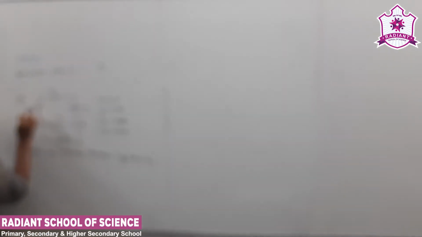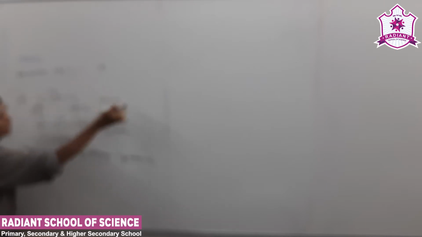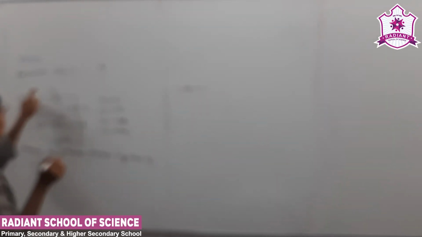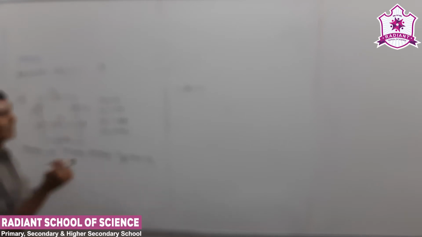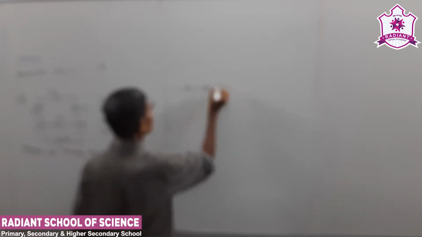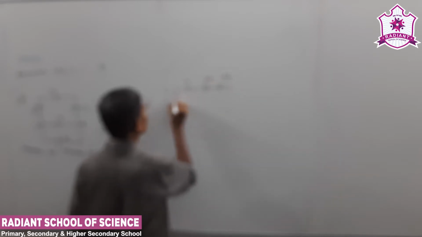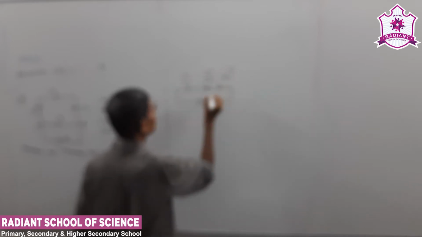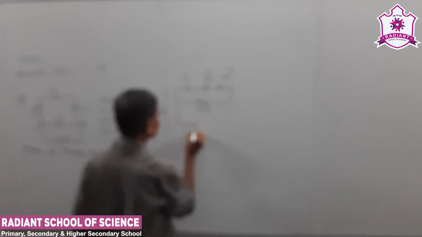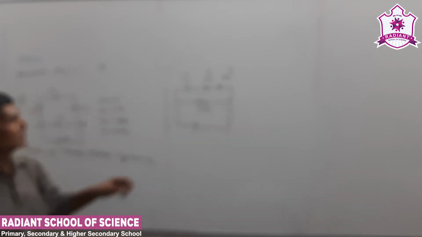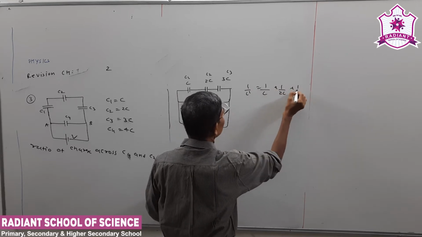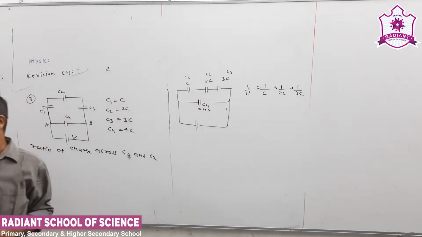Let us see what the conditions given were. C1 is C, C2 is 2C, C3 is 3C, C4 is 4C. Now if we redraw the circuit, what can we see? C1, C2, C3 are in series. Let us say 1 upon C dash equals 1 upon C plus 1 upon 2C plus 1 upon 3C. That is a series combination.